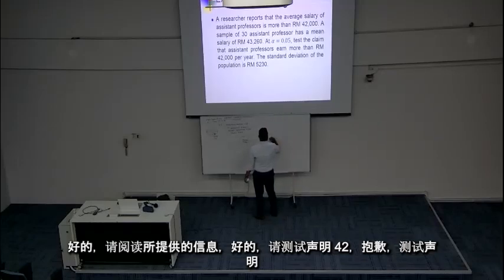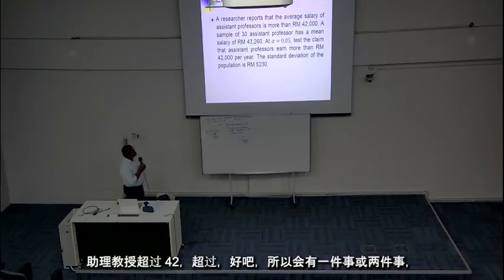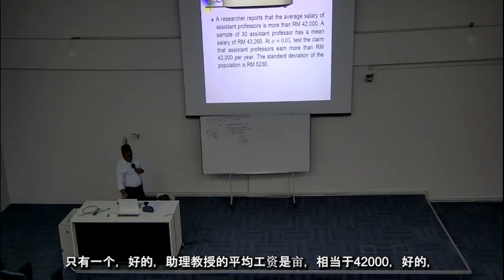Okay, so read the information provided. Test the claim that the assistant professor earns more than 42,000. So will there be one tail or two tail? One only, okay?